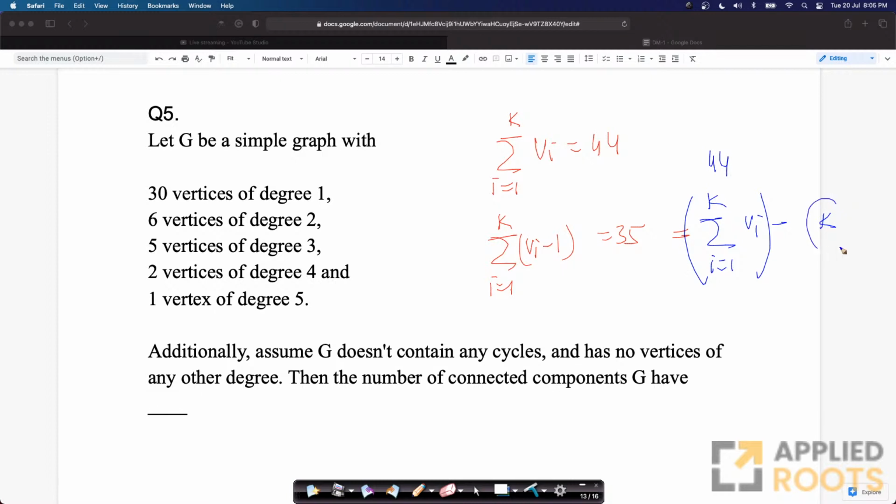So what should k be? This value I know is 44. Then k has to be 9 for this whole value to be 35, which means the number of connected components is 9. So the answer is 9. Some of you got it correctly.